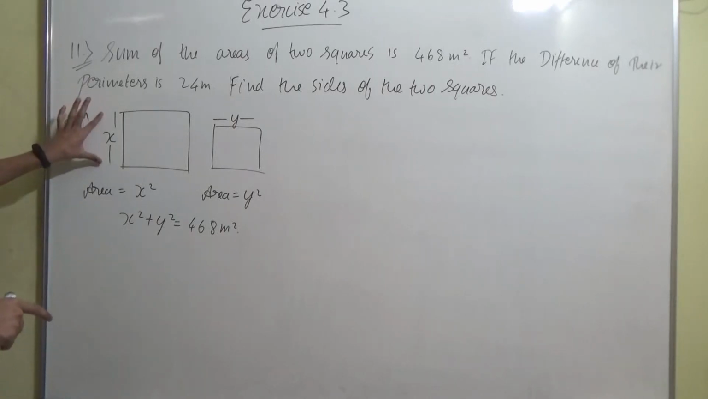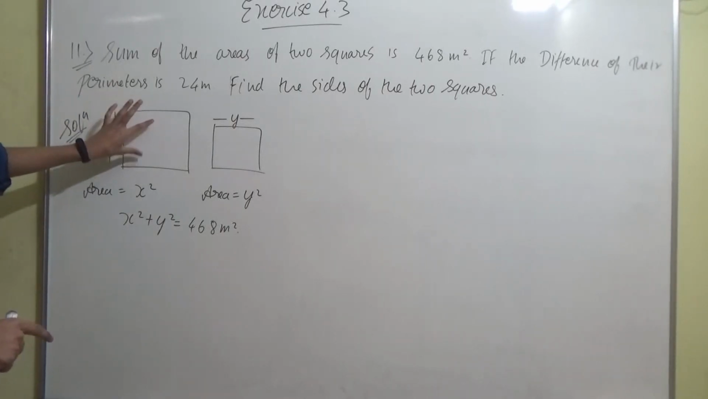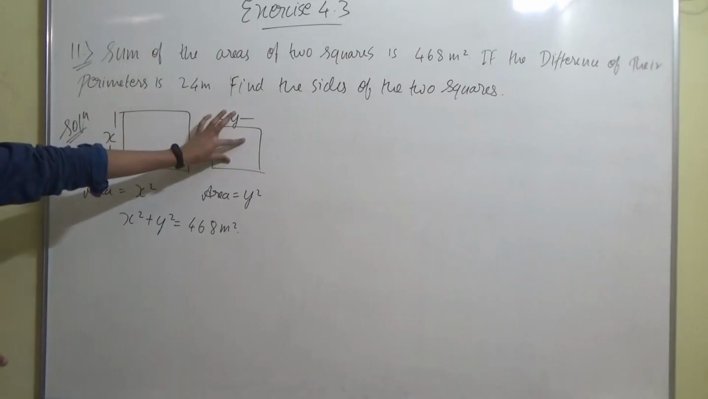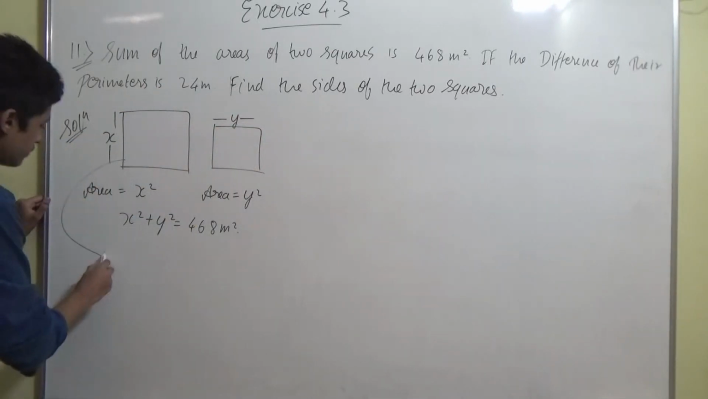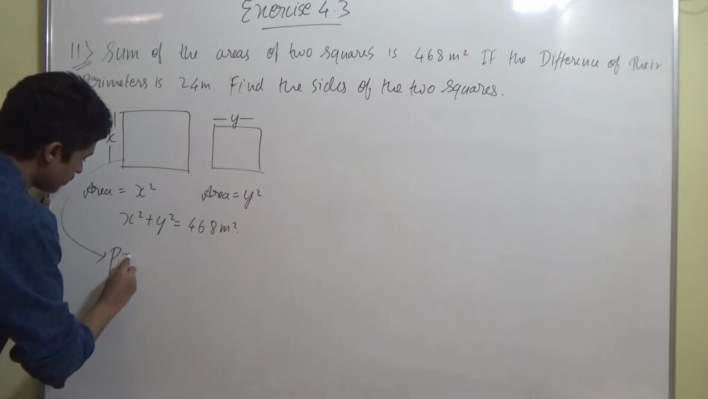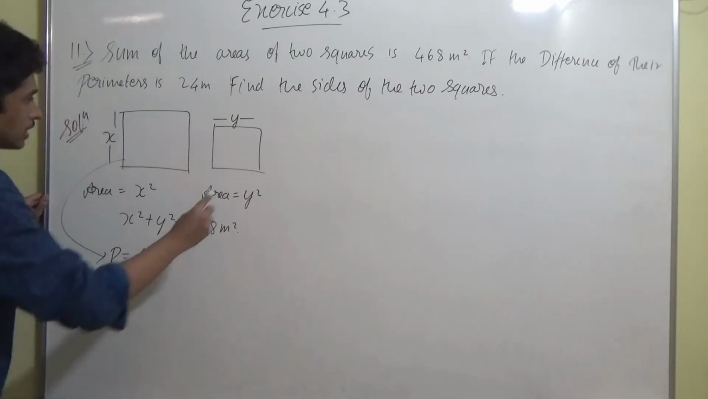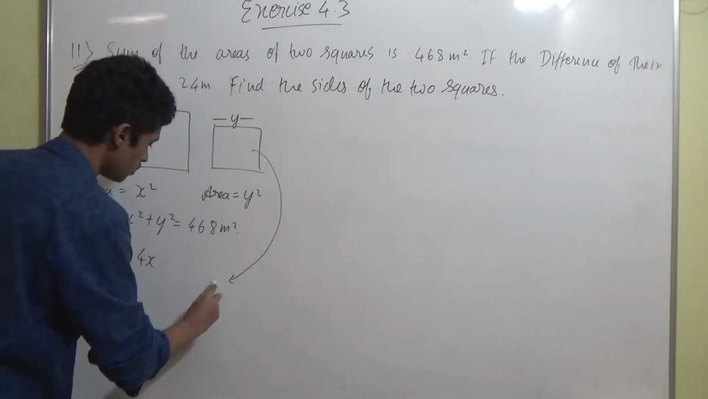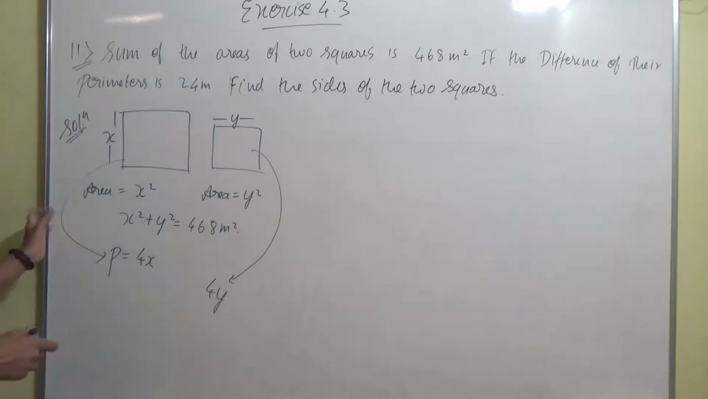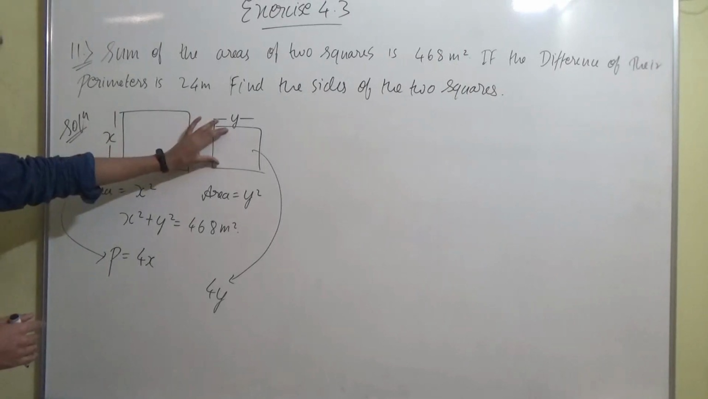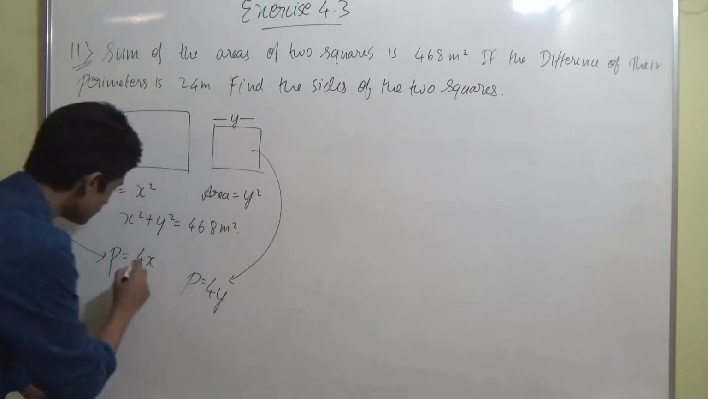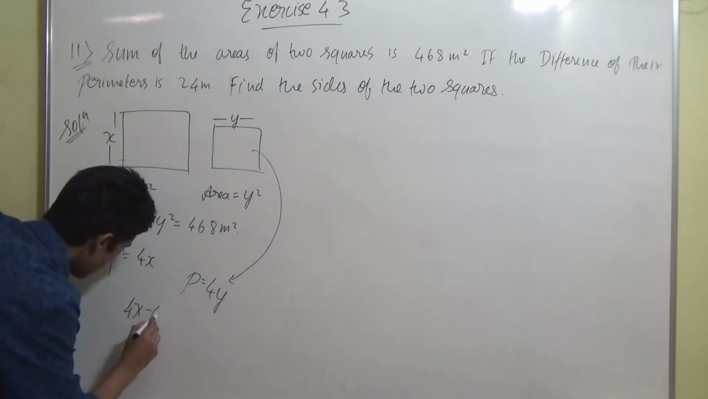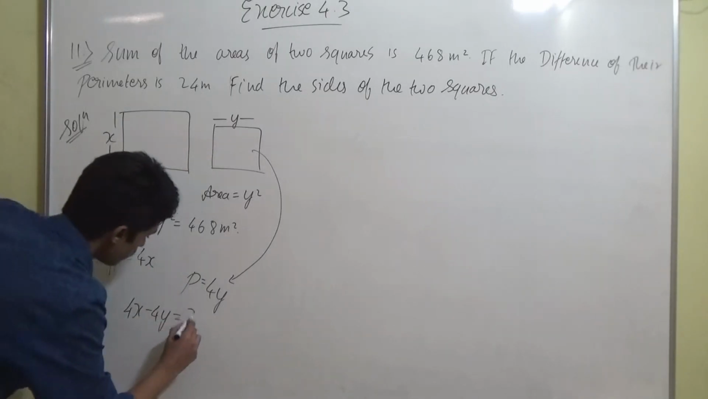The difference of their perimeters is 24. If one side is x, what is the perimeter of this square? It's going to be 4x. And the perimeter of this square is going to be 4y. They said the difference of the perimeters is 24. This is the bigger square and this one is the smaller square, so the difference means 4x minus 4y equal to 24.